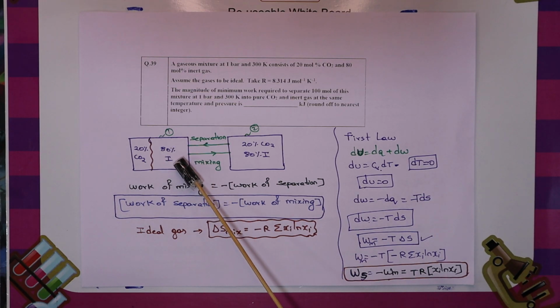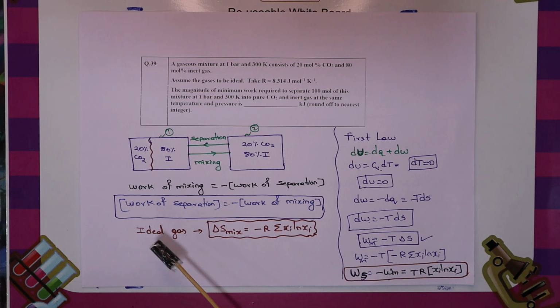If I calculate the work for the mixing, it is the minus of the work for the separation. That means if I am supposed to calculate how much work is required to separate the CO2 and inerts, I calculate the work for the mixing, and the minus of the work for the mixing is nothing but the work for the separation.